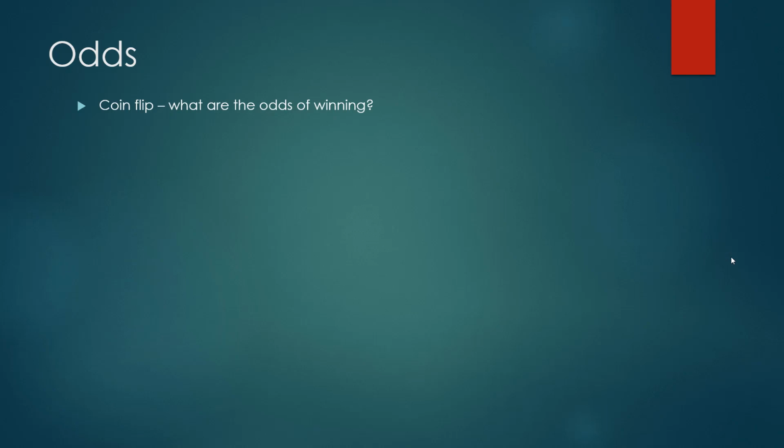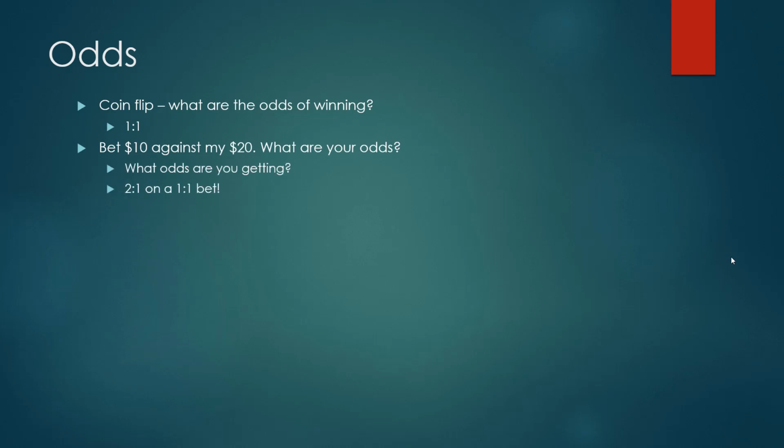Okay. So odds, coin flip. What are the odds of winning? 50-50. What does that look like? It's 1-to-1, right? You have one on one side, you win. On the other side, you lose one, right? So you're going to win one to lose one. If you bet $10 on that coin flip against my $20, what are your odds of winning that money? Still 1-to-1. What are the odds you're being offered by me? Yes. So you're getting 2-to-1 on a 1-to-1 bet.